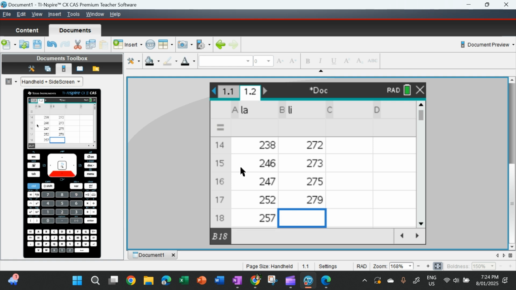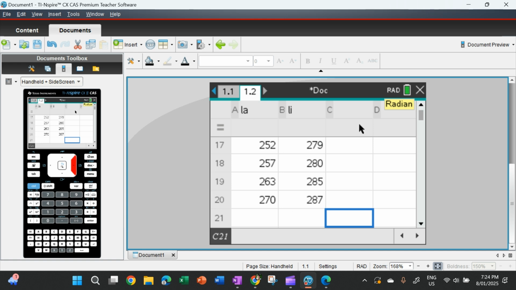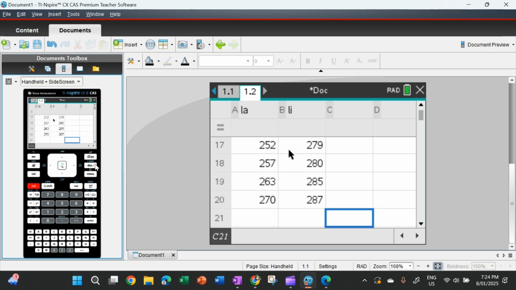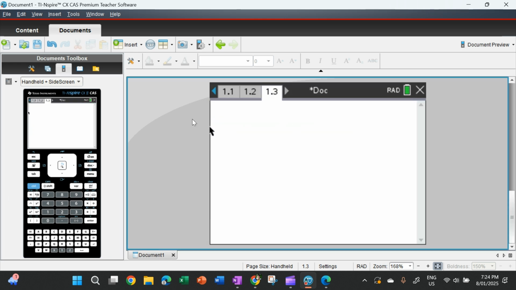279 and 280, 285, and 287. Perfect. All done. Now what we do is we actually substitute in this one, and then we're going to find the standard deviation, mean, median, and IQR. And once we have that, what we do is control document, and we add in calculator.